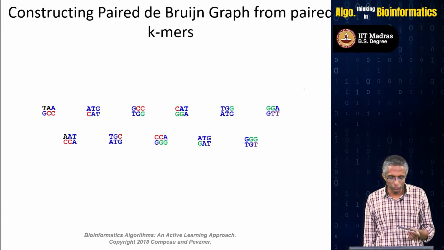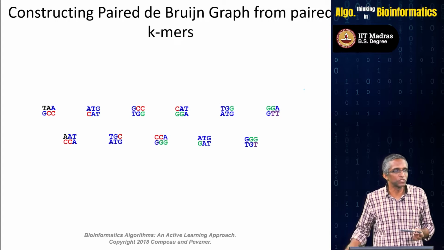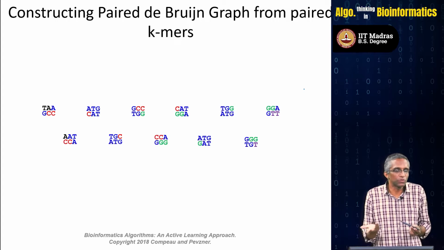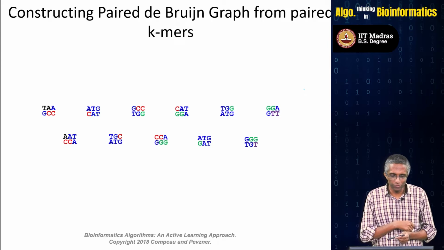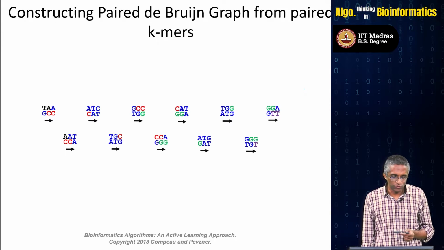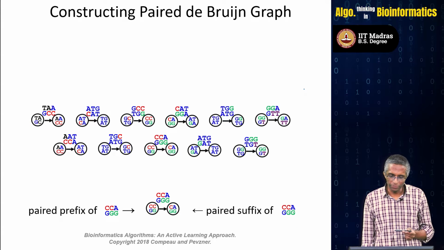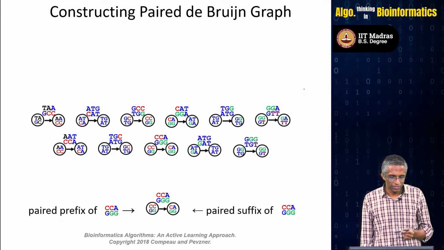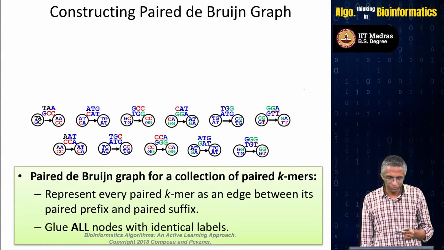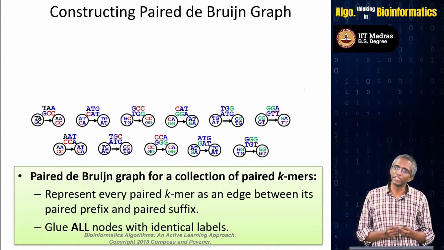So instead of from the genome, you can do the same from a list of k-mers also, right? Which is what we do when we do not know what the genomes are. From a list of k-mers, we can look at all the paired k-mers that we have. Each one of them we can split into a suffix and prefix, right? Paired suffix and paired prefix. Then we can start gluing them together, right? All those with identical labels.